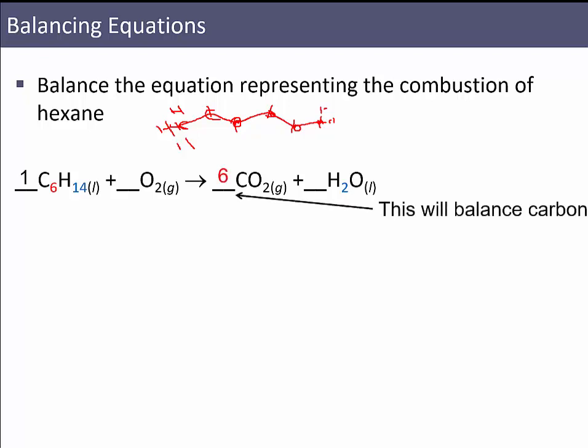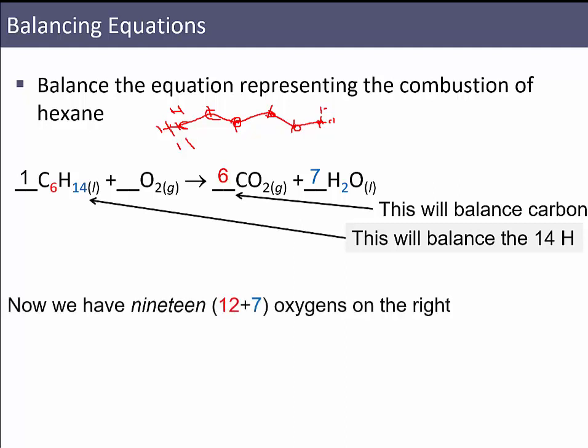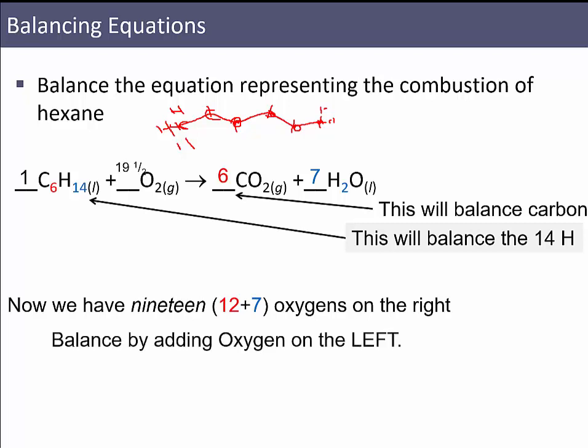So the first thing I'm going to do is carbon, because I only got carbon showing up in one place. I got hydrogen and oxygen showing up in both of these guys on the left. Carbon only shows up in the 2 places. I'm going to throw in a 6. That's going to balance out my carbon. All right. Then, to balance out the hydrogens, I've got 14 hydrogens on the left. I'm going to do 2 times 7, 14 on the right. Now we've got 19 oxygens on the right, 12 plus 7. We're going to balance the oxygens out on the left by multiplying by 19.5.